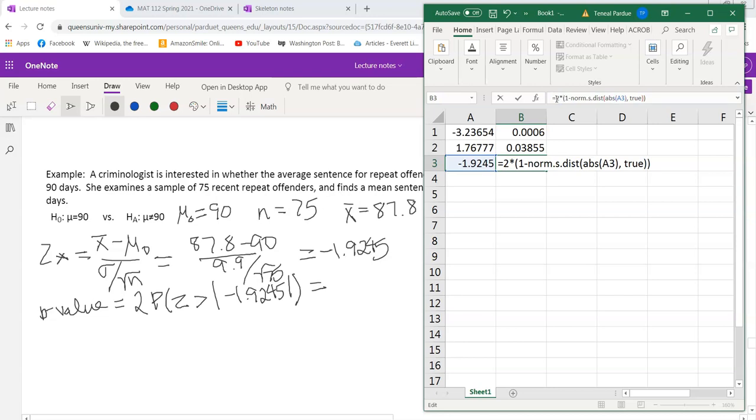So we're going to put all of that in parentheses and do 2 times that. And remember, don't forget that if you don't put this star in here, Excel can't do multiplication. It doesn't recognize multiplication without this star. So you got to put that in there. So we get a p-value of 0.0543.